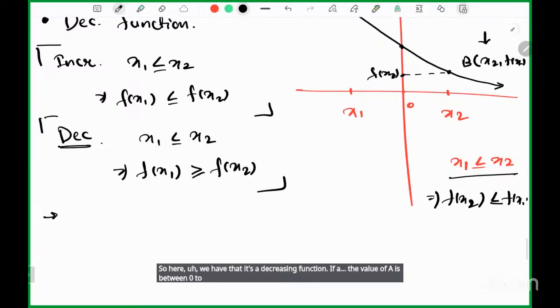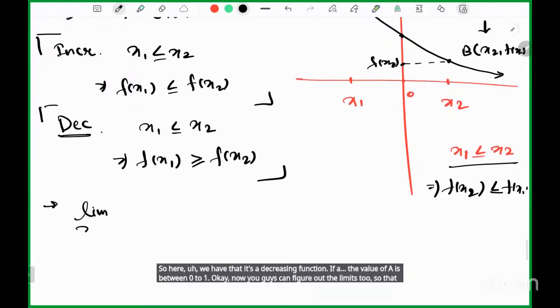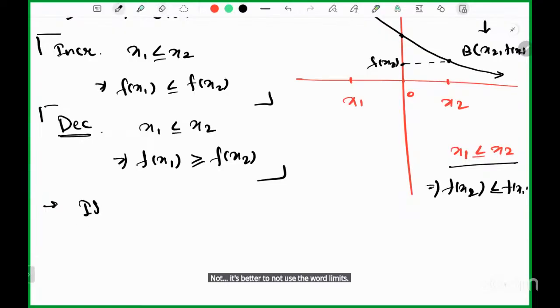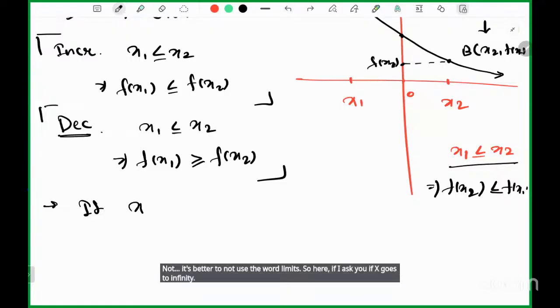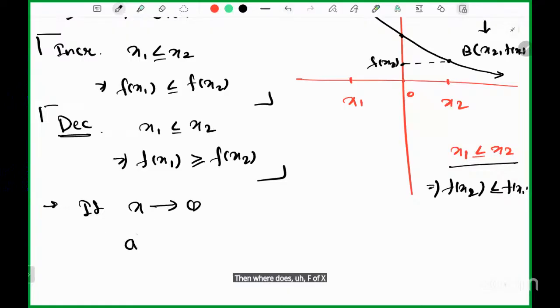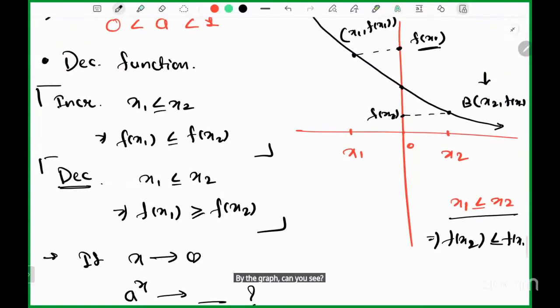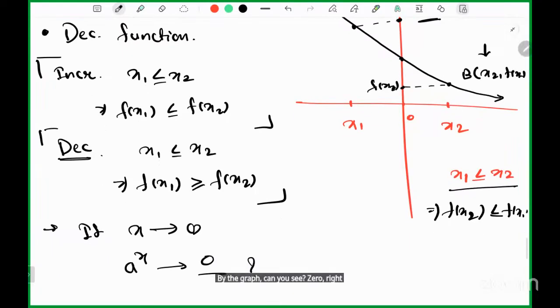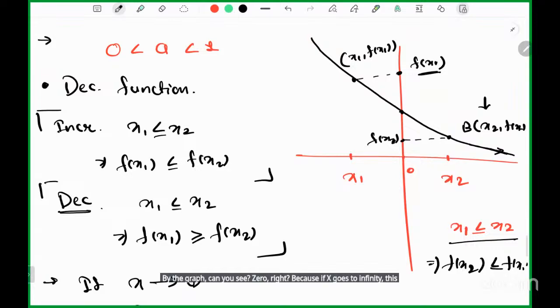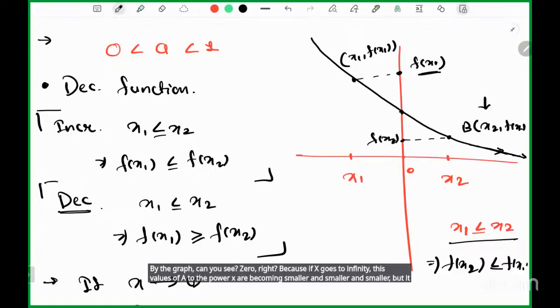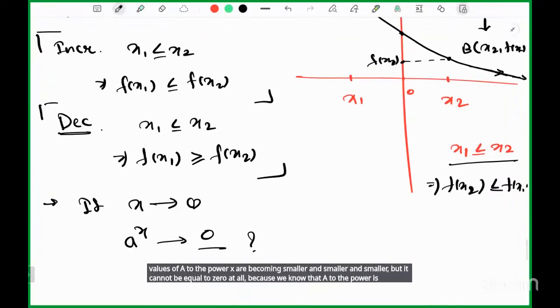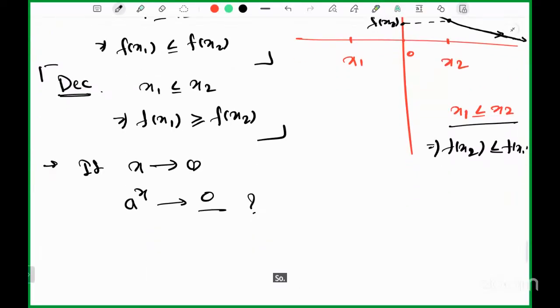Now you guys can figure out the end behavior too. So if I ask you, if x goes to infinity, then where does f of x go? Then a to the power x goes to, by the graph can you see? Ma'am, 0 in this case. Right? Because if x goes to infinity, these values of a to the power x are becoming smaller and smaller, but it cannot be equal to 0 at all, because a to the power x equal to 0 would mean a equal to 0. So as x goes to infinity, a to the power x goes to 0.